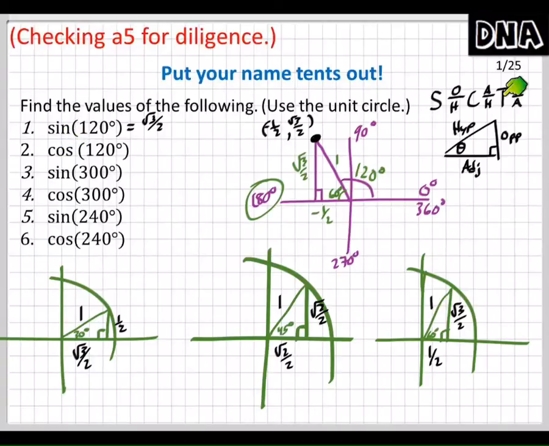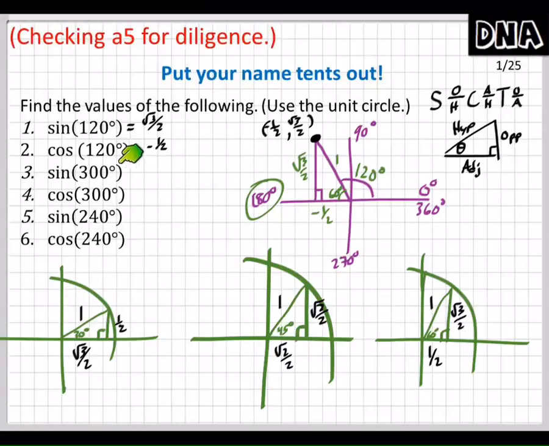Cosine is adjacent over hypotenuse. And so, let's see, this side's the adjacent side, and 1 is our hypotenuse. And so we have negative 1/2 divided by 1, but again, we don't need to divide it by 1. And we have our two answers for 120 degrees, the sine of 120 degrees and cosine of 120 degrees.